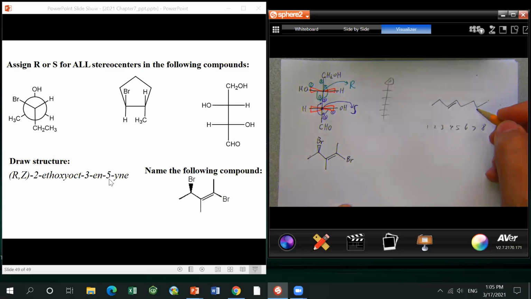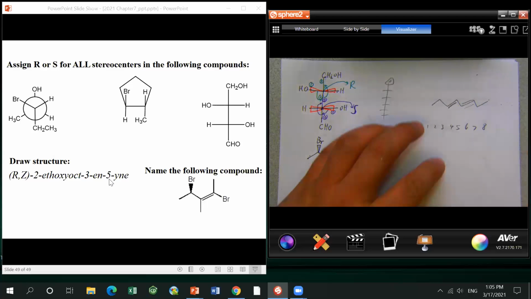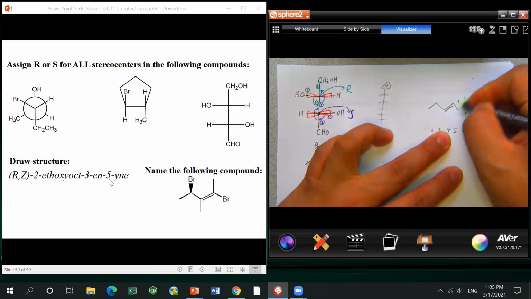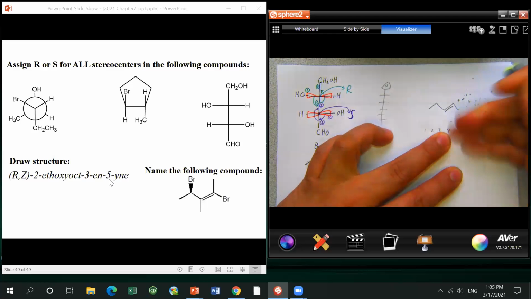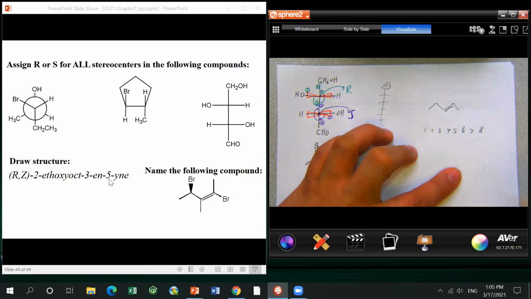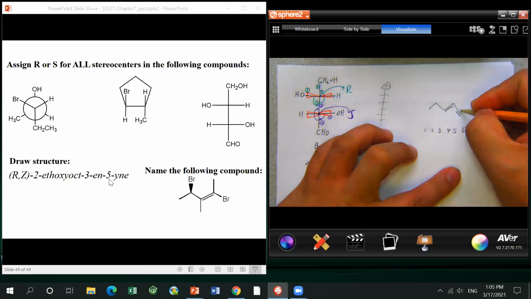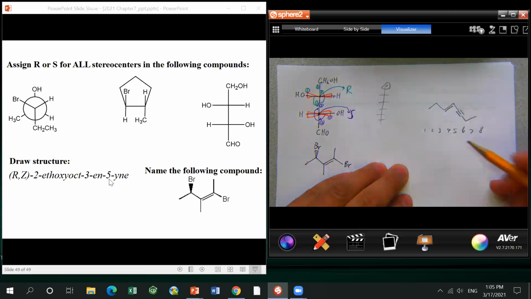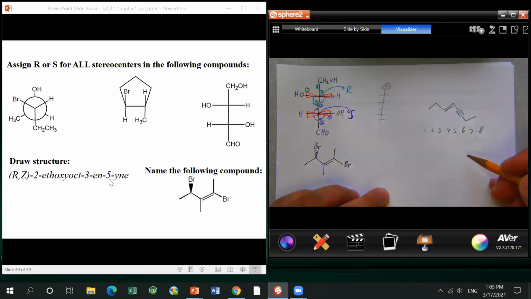And 5-yne means the triple bond is between the fifth and sixth carbons. But keep in mind, for a triple bond we need to show 180 degrees, so in this case we have to redraw it. You need an eraser and a pencil. Okay, so triple bond, 180 degrees. That's still 5, 6, 7, 8. Next, we add a prefix, the 2-ethoxy.